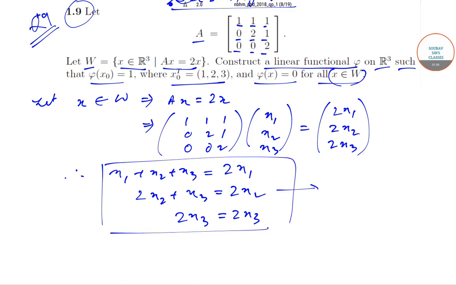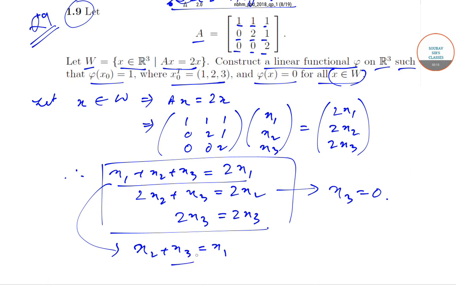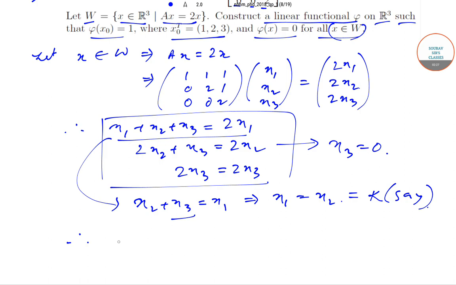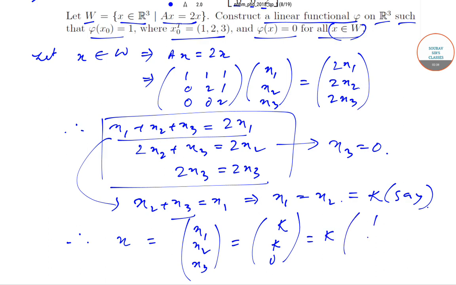So from the second equation, this gives us that x3 is equal to 0. And from the first equation we'll get that x2 plus x3 is equal to x1. Now x3 is equal to 0, so that implies that x1 is equal to x2. We can write this as x1 is equal to x2, and this is suppose some k. Therefore x is equal to (x1, x2, x3), and this we can write down as (k, k, 0). If we take k common, then this will become k times (1, 1, 0).